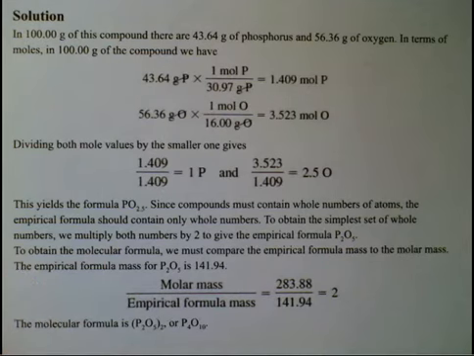To obtain the molecular formula, we must compare the empirical formula mass to the molar mass. And again, the problem gave us the molar mass of 283.88 grams per mole. So we take that molar mass given to us by the question and divide it by the mass of the empirical formula. Again, you're just calculating the mass of 2 phosphorus atoms and 5 oxygen atoms, adding them together. That gives you 141.94. Division yields the whole number 2. And so you're simply going to double both of the subscripts on the P2O5 to yield P4O10 as the molecular formula.